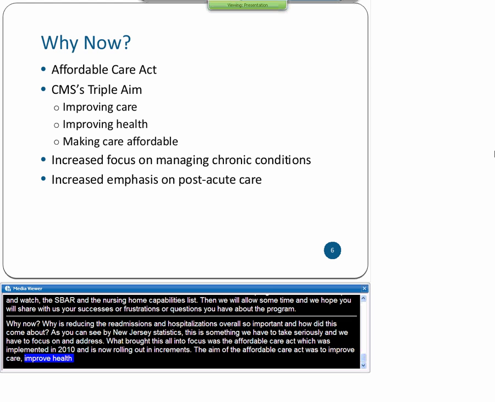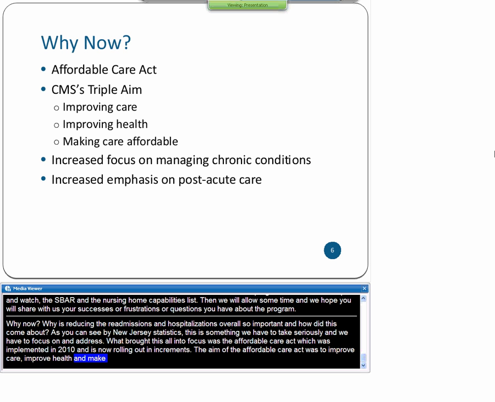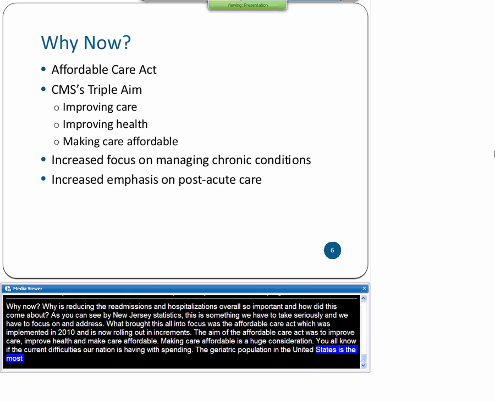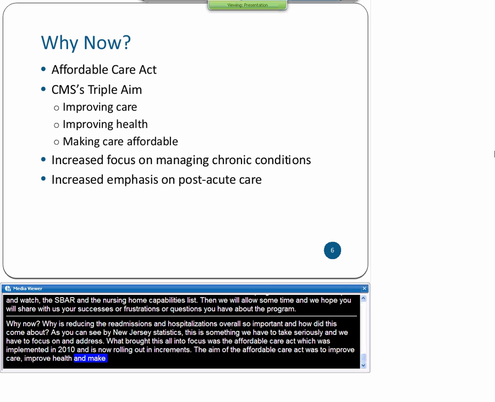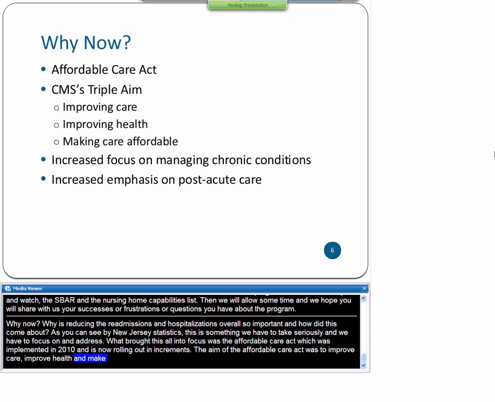You all know of the current difficulties our nation is having with spending. The geriatric population in the United States is the highest, the most amount of people make up that population, more than pediatrics and young adults and middle-aged adults put together. And the consumers of health care, for the most part, are the older person because of chronic conditions and comorbid conditions and general health issues at that time of life. So they are the biggest drain on the health care money in our nation.